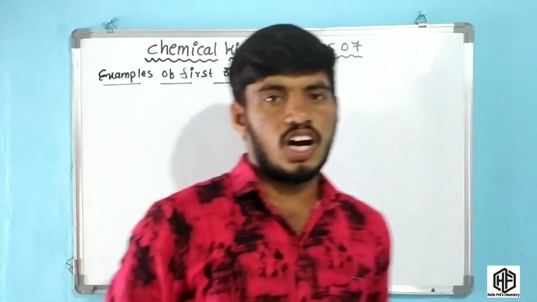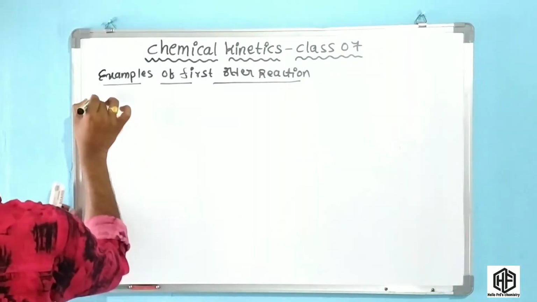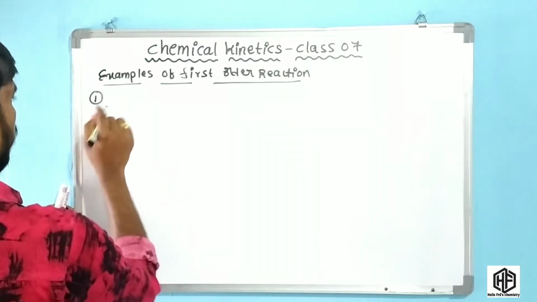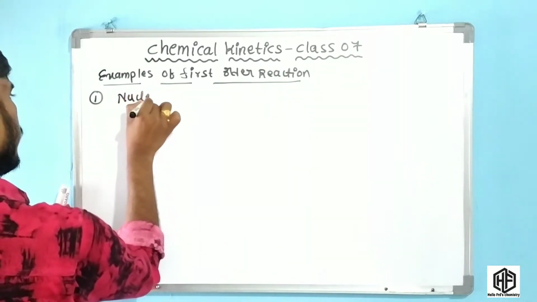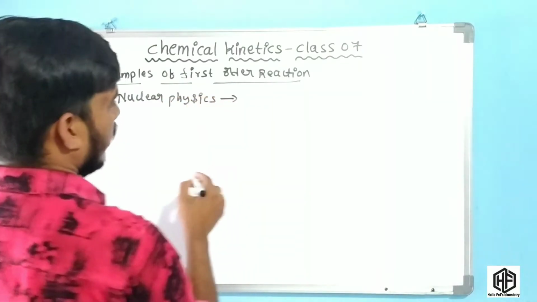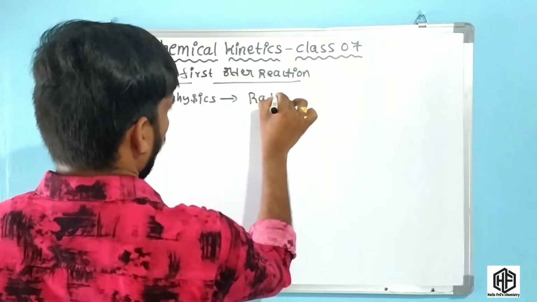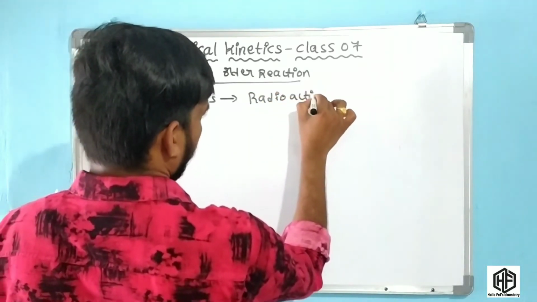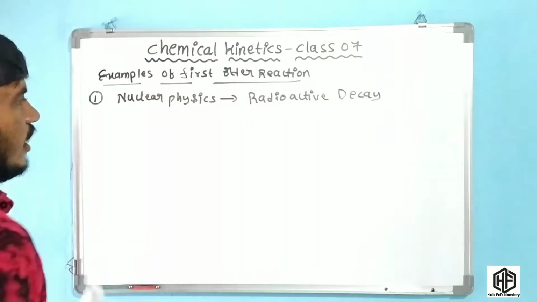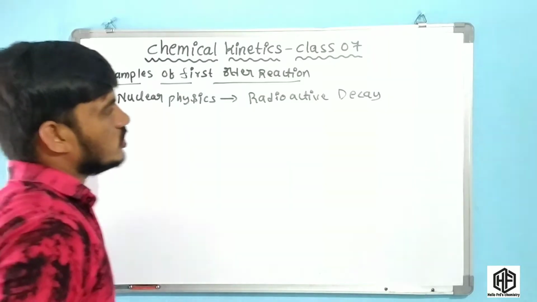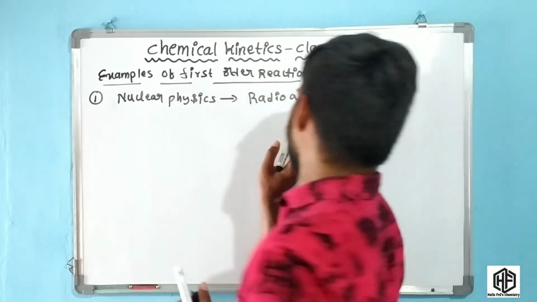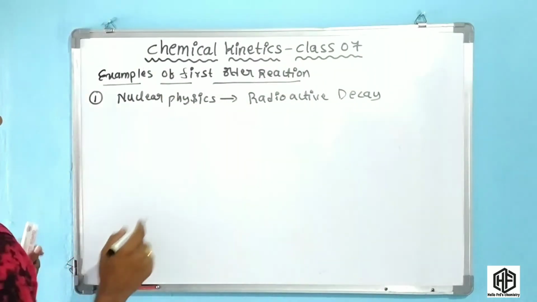Friends, examples of first order reaction. The first example is from nuclear physics: radioactive decay follows the first order reaction. This is very important, friends.